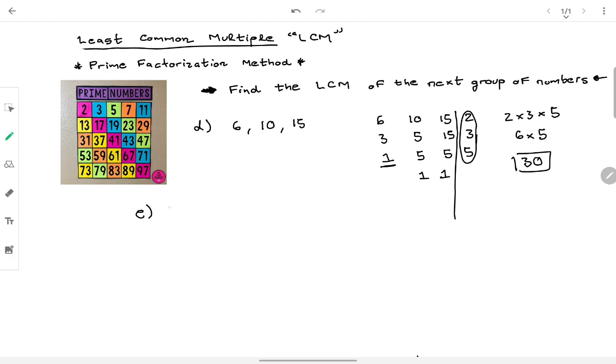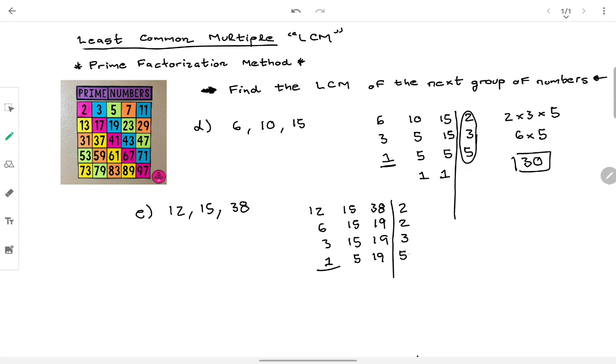Maybe we have 12, 15, and I don't know, 38. So if we got 12, 15, and 38, the procedure is the same. We can start doing division by number 2. We will get 6, 15, 19. We can continue using number 2. We will get 3, 15, 19. We can continue with number 3. That will give us 1. So I have finished this part. That will give us 5 and 19.